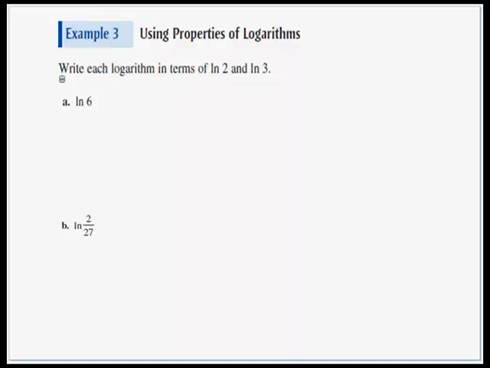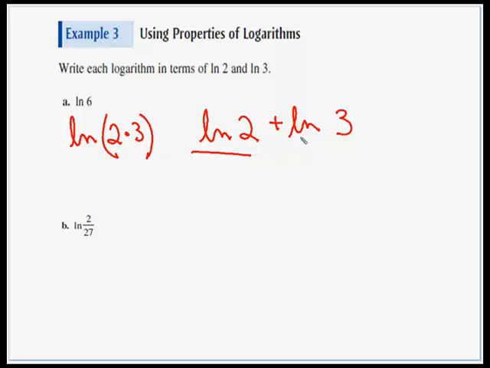So example 3: write each logarithm in terms of the ln of 2 and the ln of 3. Here we have the ln of 6. Well, what's another way to write 6? Well, 6 is 2 times 3. So break the 6 up into two terms multiplied together. Now we can break that apart. Since this is multiplying, we're going to break that up into a sum: the ln of the first term plus the ln of the second term, the natural log of 2 plus the natural log of 3. We've rewritten it in the terms we were asked to.